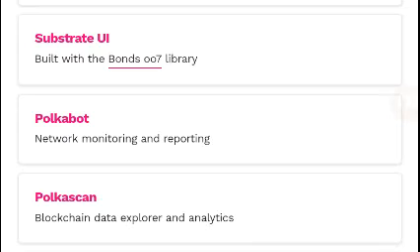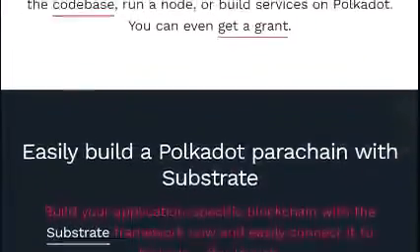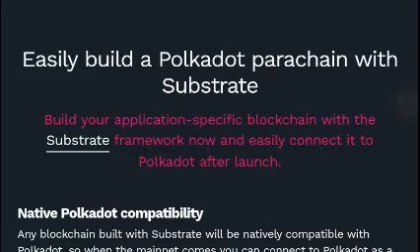As to say, anybody who wants to create a blockchain can use the Substrate product that Polkadot uses in order to make this possible. So how it's described is: easily build a Polkadot parachain with Substrate. Build your application-specific blockchain with the Substrate framework now and easily connect it to Polkadot after launch, right? So this is basically saying that blockchain technology has now become drag and drop, right?